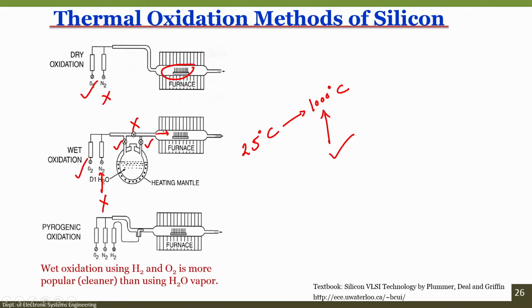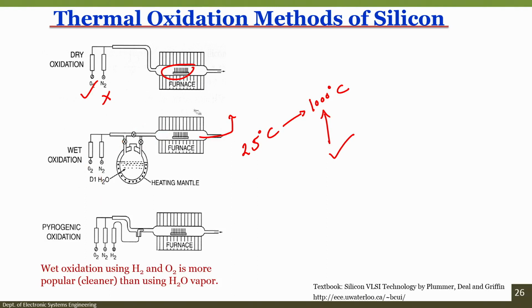That means H2O in gaseous form will pass to the furnace, and silicon will react with the H2O in gaseous form, which is water vapor, to form silicon dioxide and 2H2, which is hydrogen gas, which can come out of this particular furnace. So, this is how wet oxidation is done.